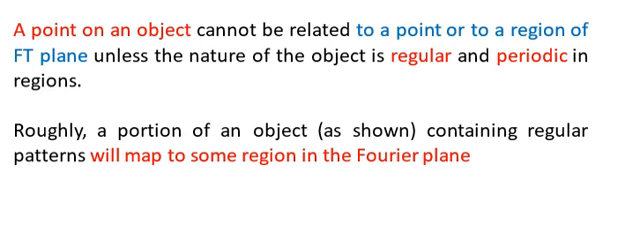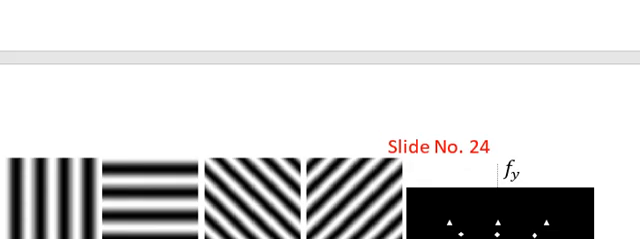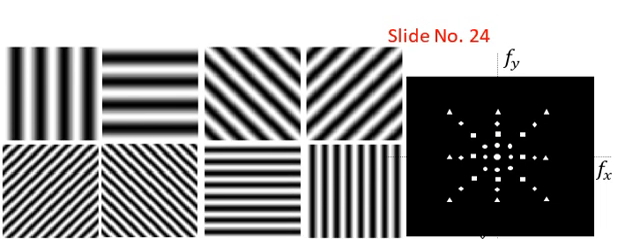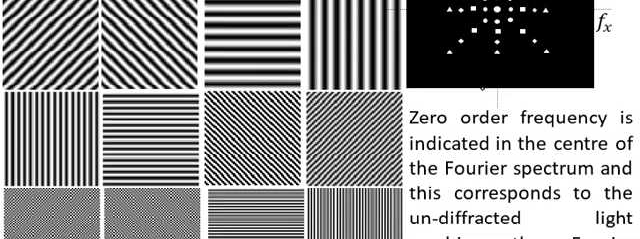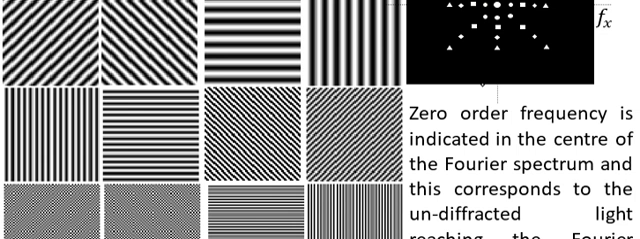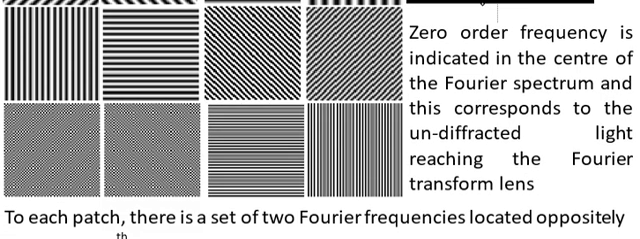Roughly, a portion of an object, as shown in the next diagram, containing regular patterns will map to some region in the Fourier plane. So now we consider the regular patterns. You see that in the first row there is a regular pattern, in the second row there is another regular pattern but with increased spatial frequencies. In the third row there is another regular pattern with increased local spatial frequencies, and in the fourth row there is also a regular pattern with increased local spatial frequencies.